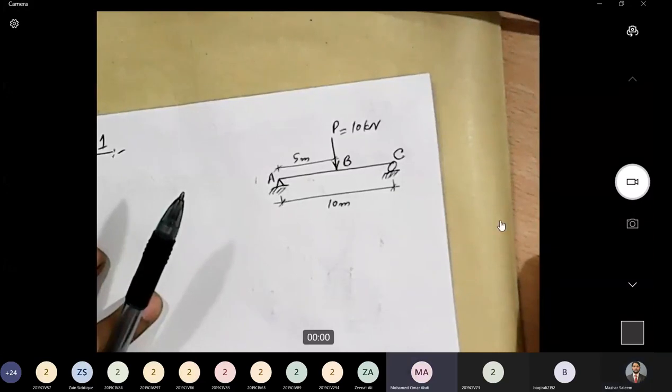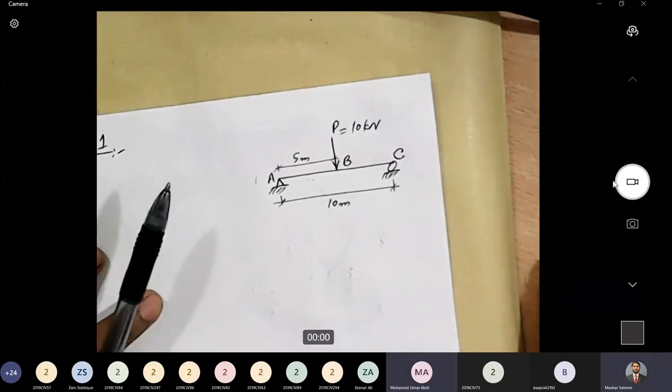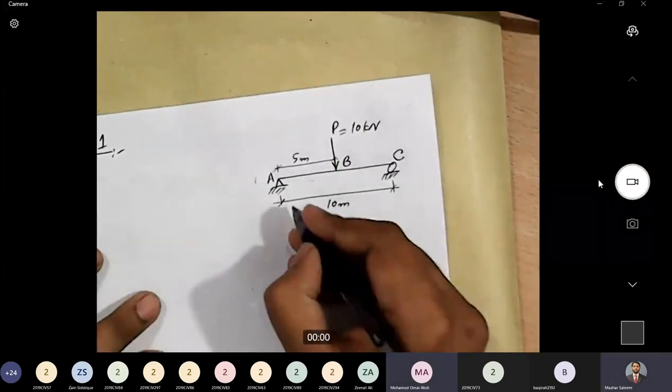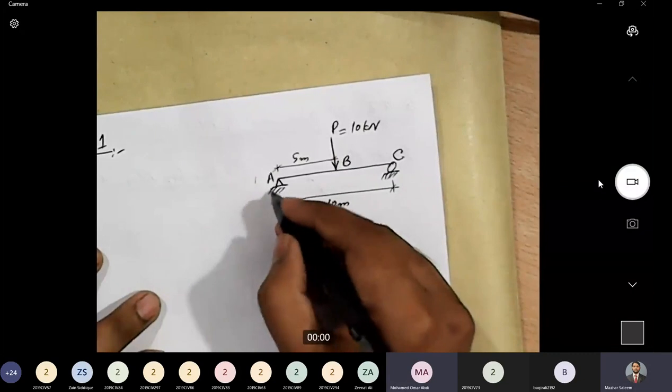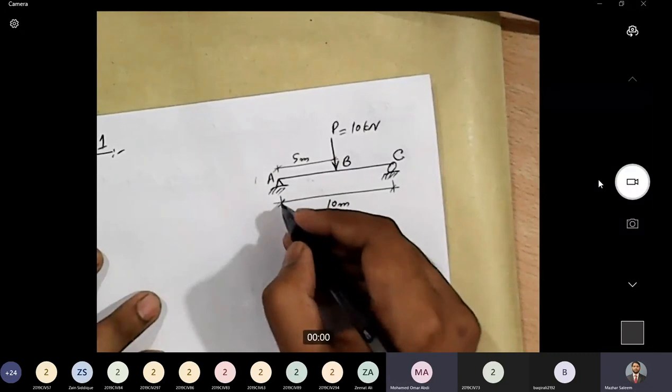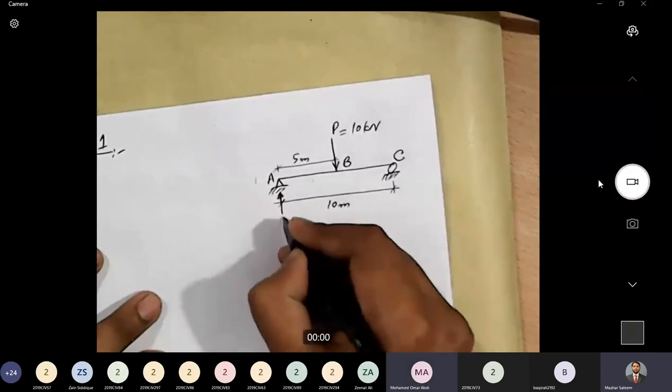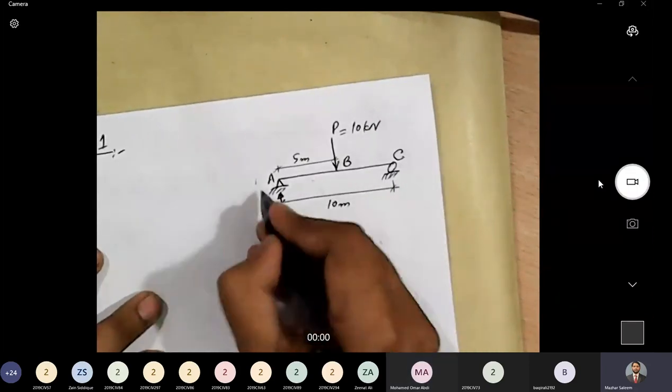Maybe it's for reaction. It will have four reactions. Okay, and what will be their location and orientation? The first beam is a hinge support beam. In the support, two reactions: one is vertical, one is horizontal.